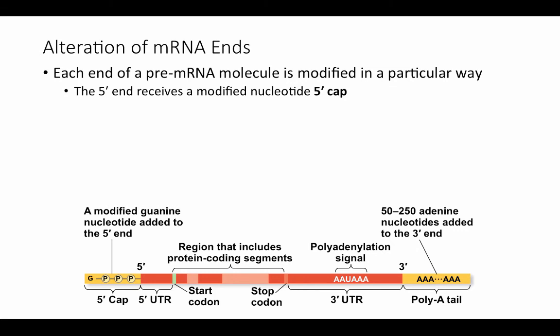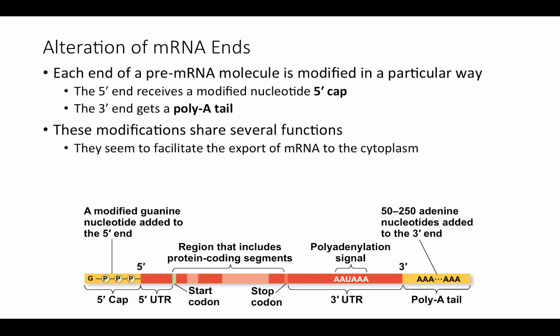Each end of a pre-mRNA is modified in a particular way. The 5' end receives a modified nucleotide 5' cap. In this case, a modified guanine added to the 5' end. The 3' end is going to get what we call a poly A tail. So it's just going to be a whole series, from 50 to 250 adenine nucleotides added to that 3' end.